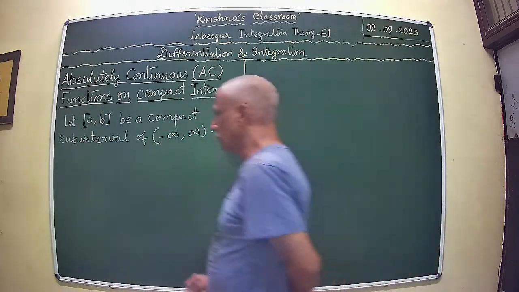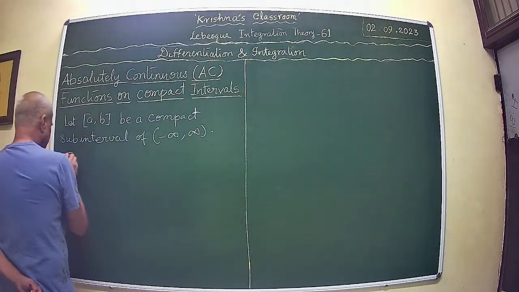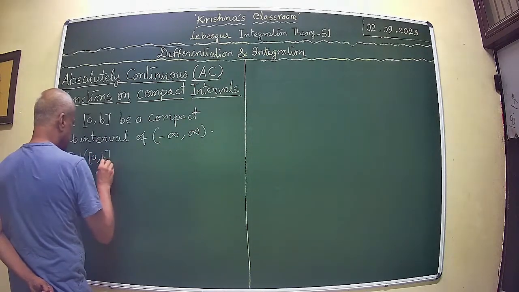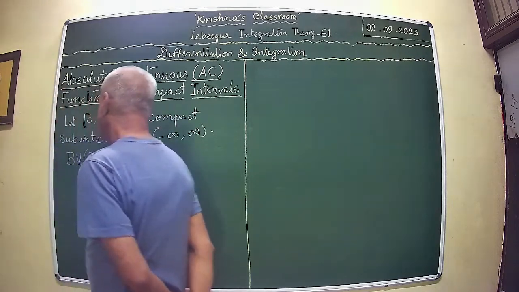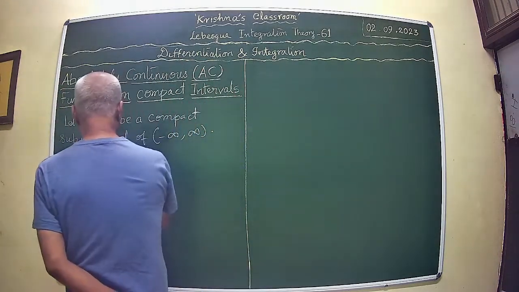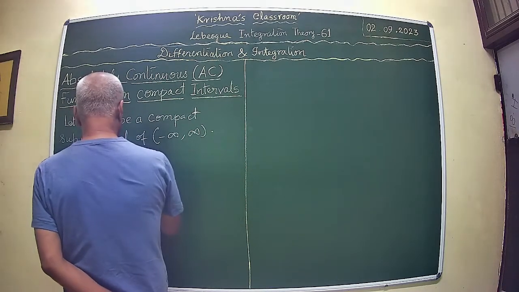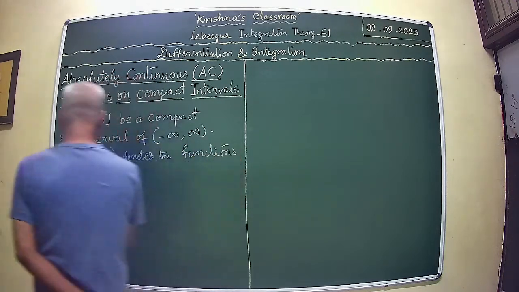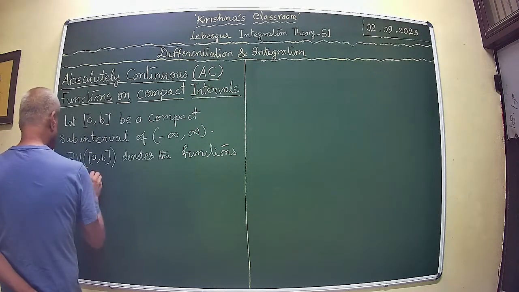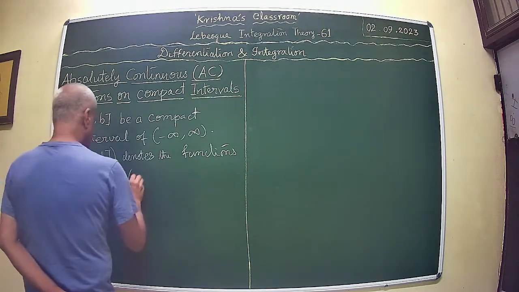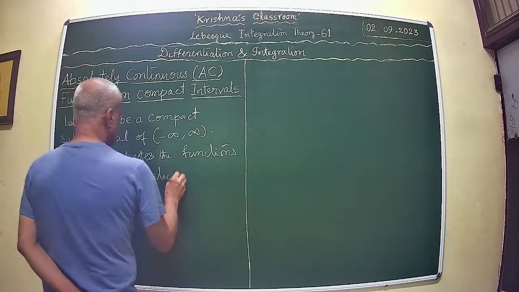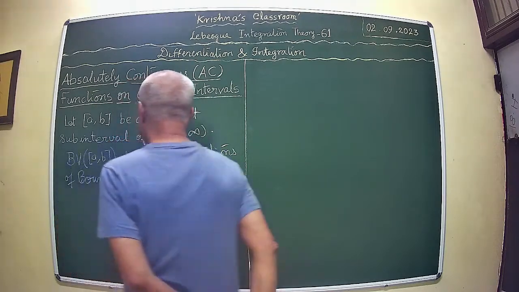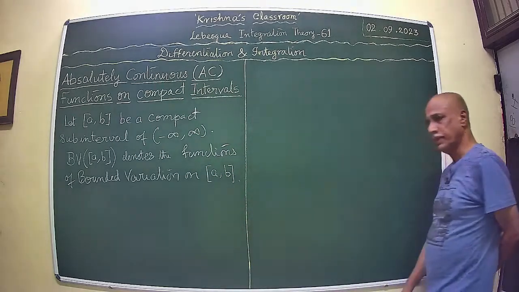So we had what are called functions of bounded variation, denoted by BV[a,b], denoting the functions of bounded variation. See how we have defined functions of bounded variation.